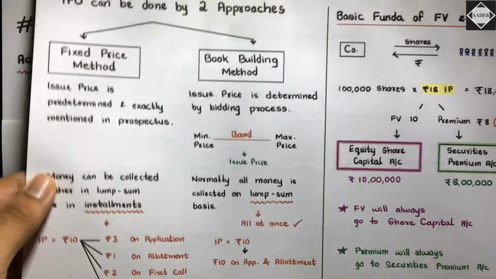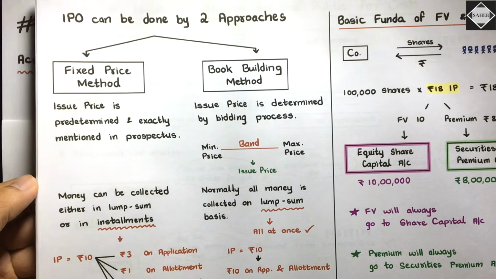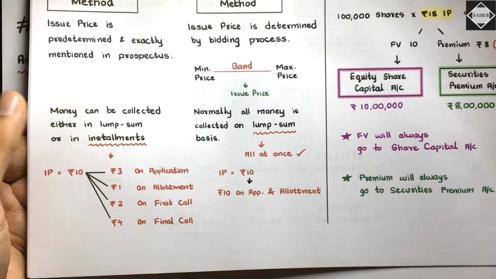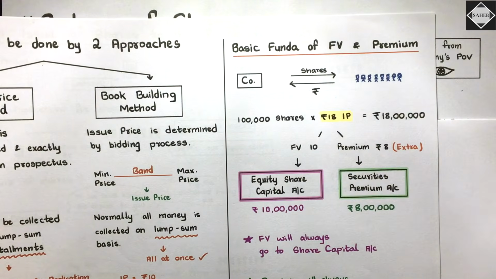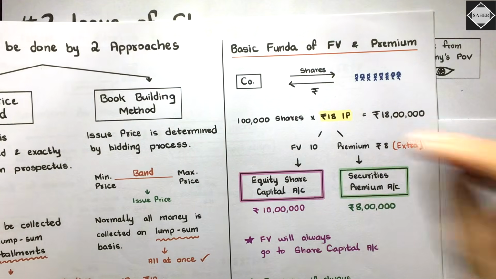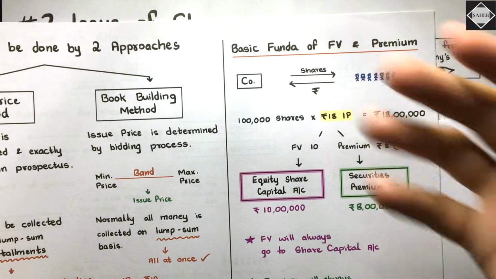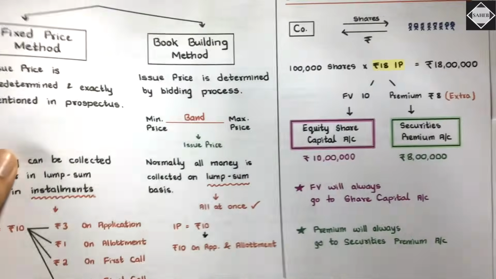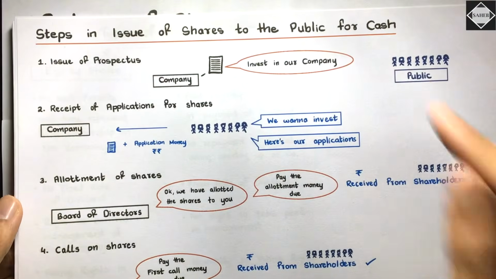Then see here, an IPO can be done by two approaches. We understood the fixed price method and the book building method. I told you money can come all at once or in installments, but first we'll focus mainly on installments only. And then I gave you the basic funda of face value and premium, where I told you that face value will go to the equity share capital account because that's the capital thing, and then whatever extra money we receive, that's called premium, which will go in securities premium.